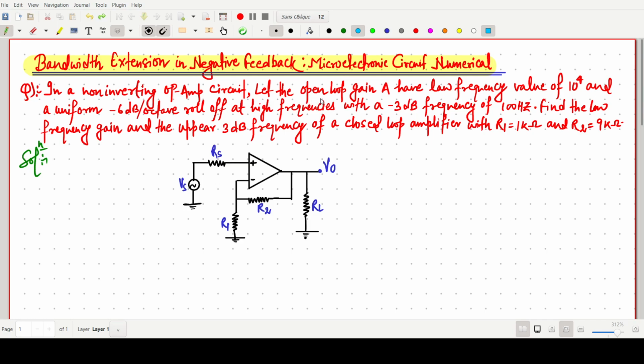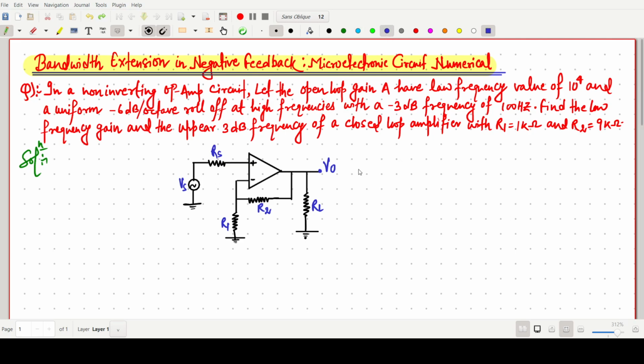It is given, let the open loop gain A have a low frequency value of 10 to the power 4. So basically the gain of the amplifier is given as 10 to the power 4, and the corresponding minus 6 dB per octave roll off at high frequency, with a minus 3 dB frequency given as 100 Hz. Then we have to find the low frequency gain and the upper 3 dB frequency of a closed loop amplifier. So this one is a question from the feedback.